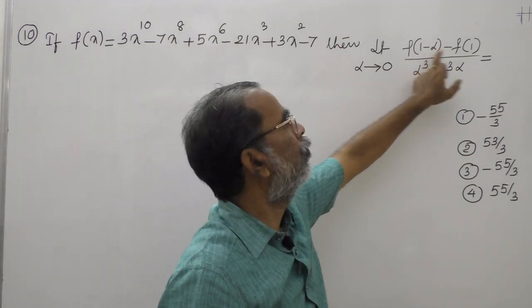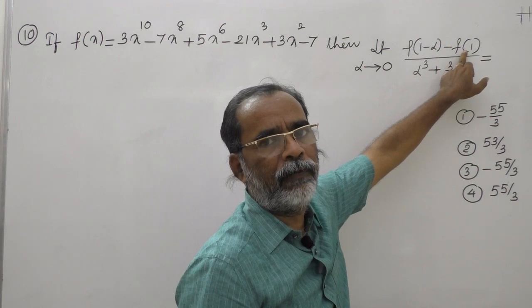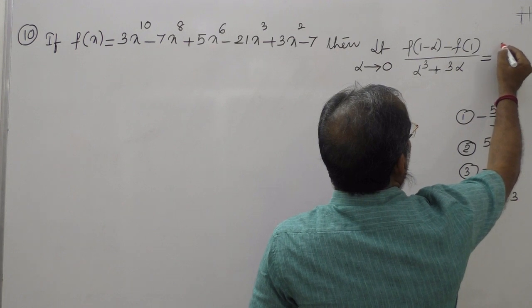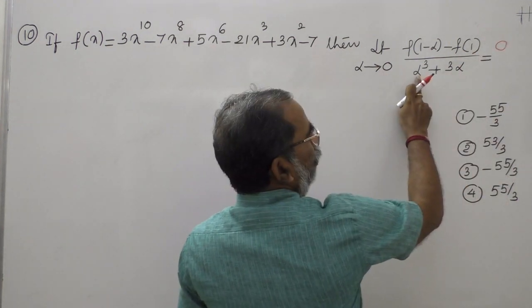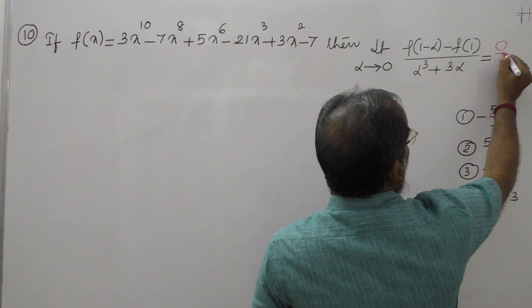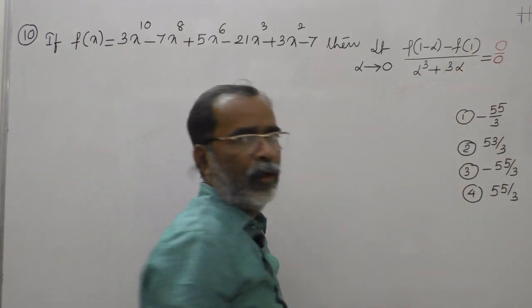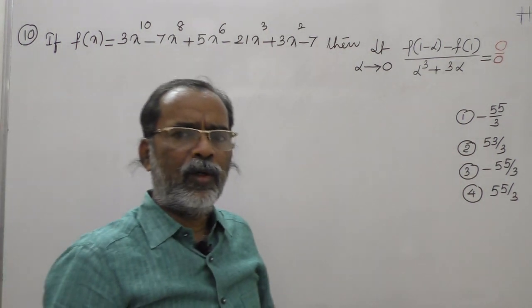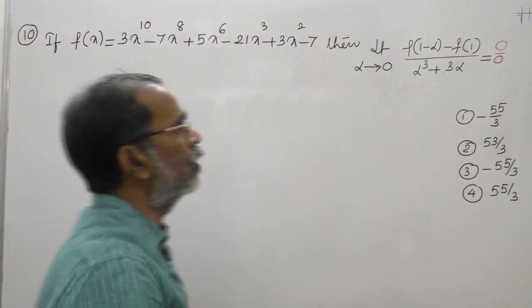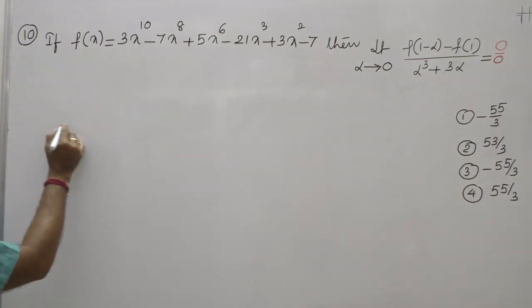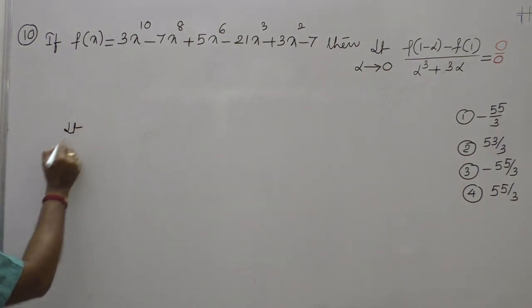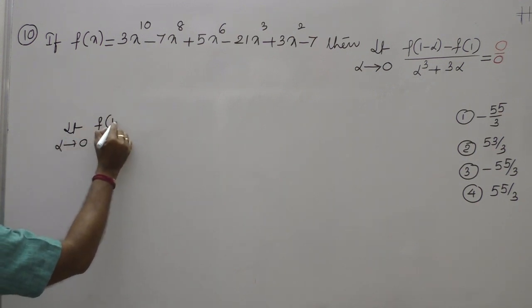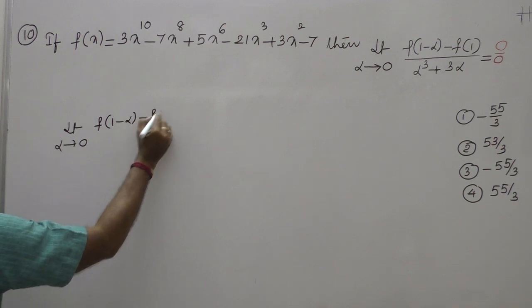f of 1. This is also f of 1. f of 1 minus f of 1 is 0. Numerator is 0. If you write alpha, alpha cube plus 3 alpha, this is also 0. Therefore 0 by 0, you can use L'Hospital rule. You can use L'Hospital rule, or you can take this. You please observe the given one. So what is this limit? Limit alpha tends to 0, f of 1 minus alpha minus f of 1.